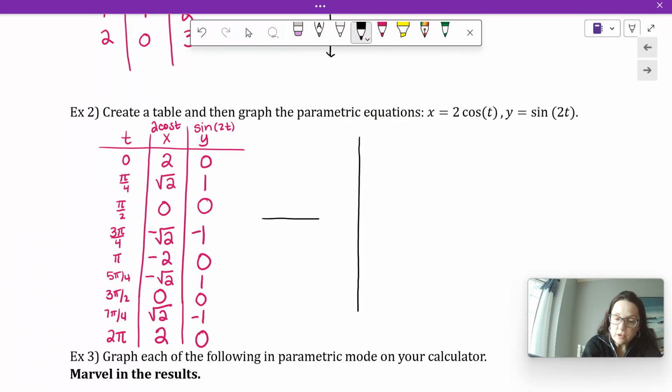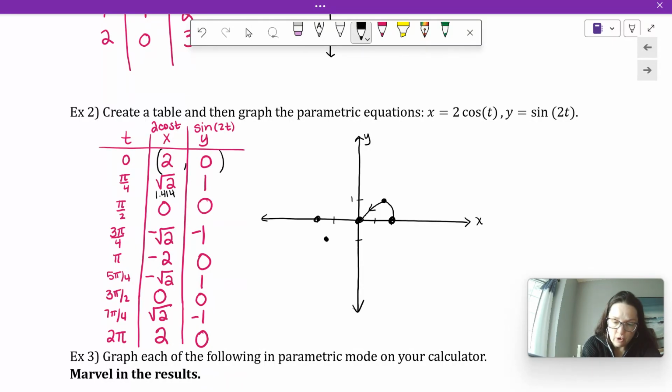Now we're going to graph this one. There's y, there's x. And I'm going to plot my points. So negative 2, 0. Pardon me, negative 2, positive 2, 0. Got it. Root 2, 1. Root 2, by the way, is 1.414. So root 2, 1 is about there. 0, 0. Now, before I go any further, I'm going to connect those dots and draw a little arrow to show what happens. Okay? And then negative root 2, negative 1 is here.